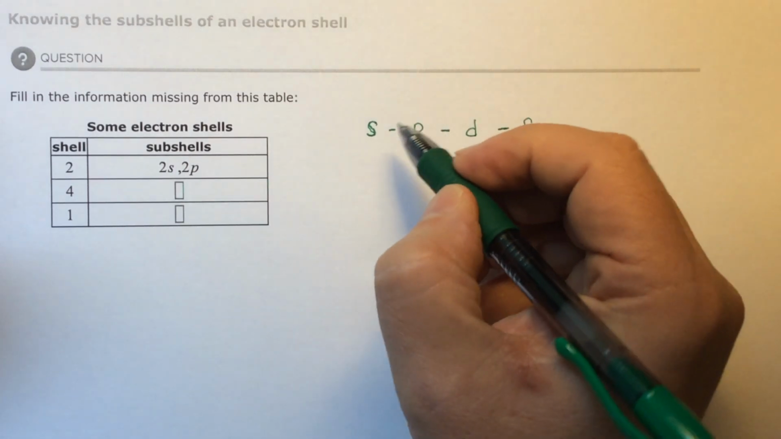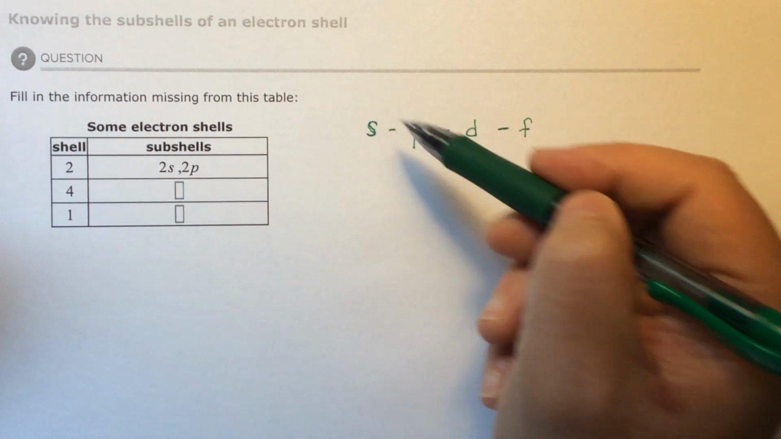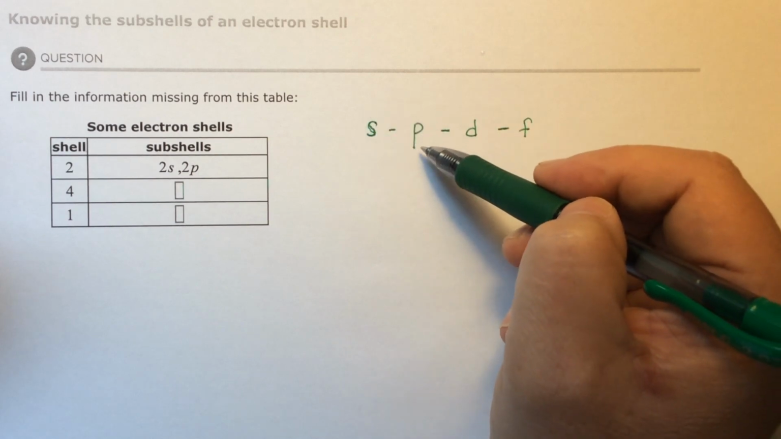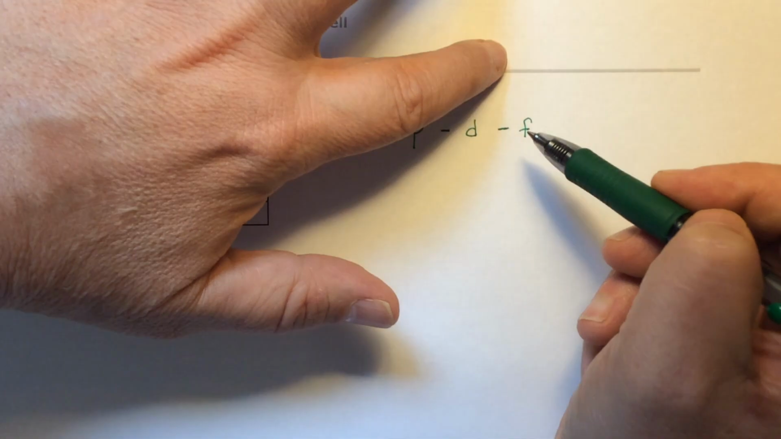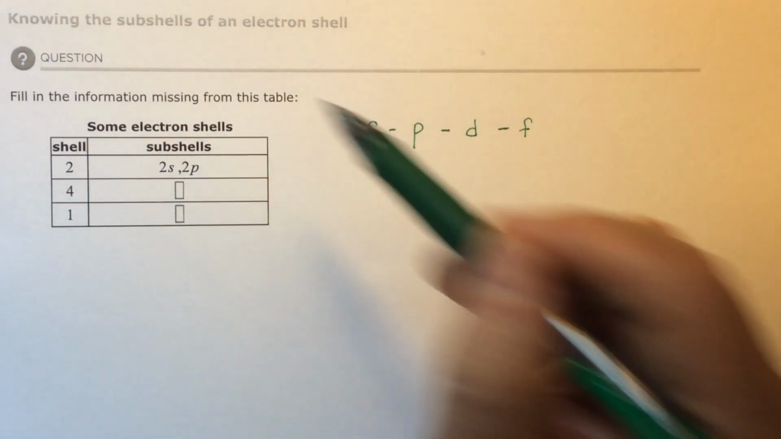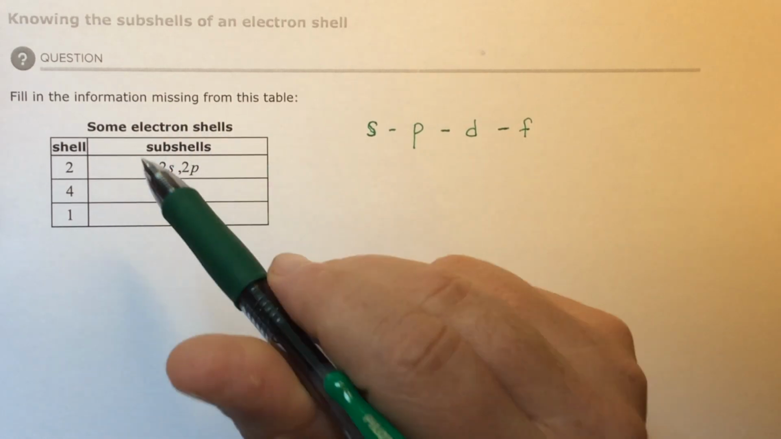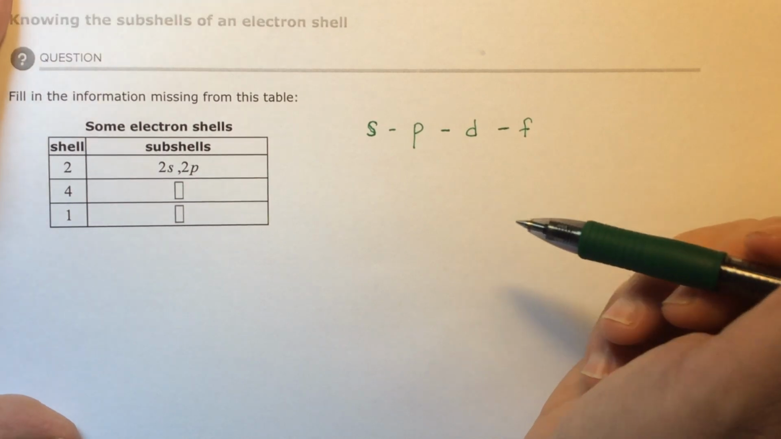Now you'll see later that there are orbitals, or places that electrons hang out. So there's one orbital in the S subshell, there are 3 orbitals in the P, there are 5 orbitals in the D, there are 7 orbitals in the F. Don't worry about that now because it's not asking for it. They're just saying what subshells are in each shell. So let me give you the easy way.